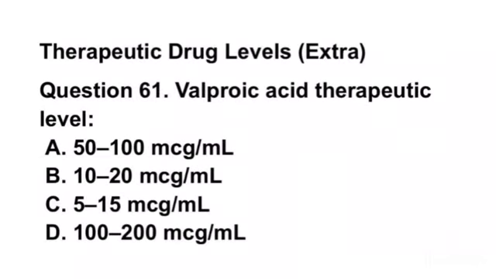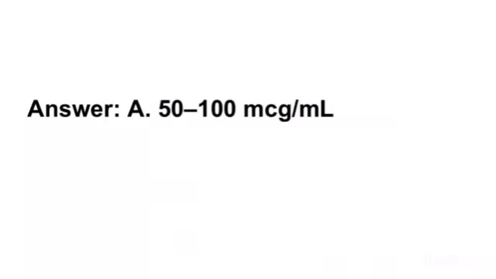Therapeutic drug levels. Question 61. Valproic acid therapeutic level. A. 50 to 100 micrograms per milliliter. B. 10 to 20 micrograms per milliliter. C. 5 to 15 micrograms per milliliter. D. 100 to 200 micrograms per milliliter. Answer: 50 to 100 micrograms per milliliter.